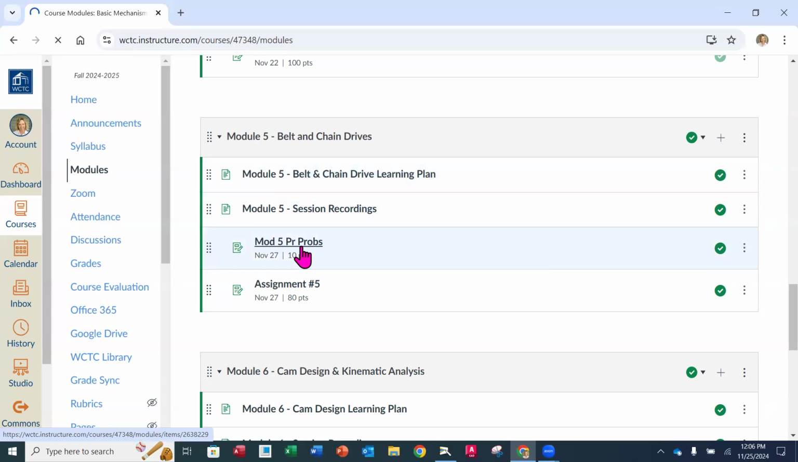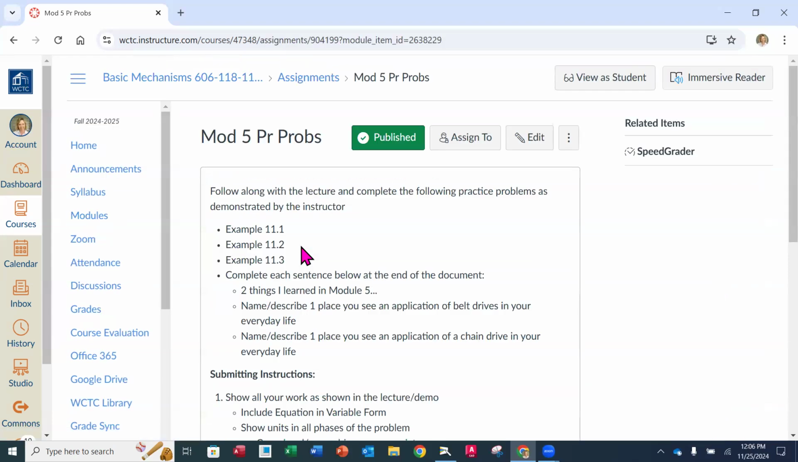We do have practice problems associated with this learning plan, and they are going to be the example problems that we're going to be working in the chapter. That's going to include example 1 and 2, which we'll be doing today. And then example 3 will be the next time that we're together.